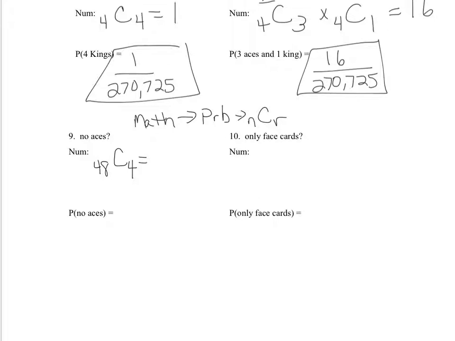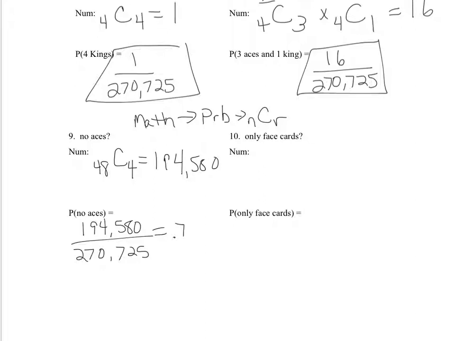So if you put this in your calculator, you get 194,580, which means if I want the probability of no aces, that's 194,580 over that denominator they gave us, 270,725. This is a pretty strong likelihood because if I compute this out as a decimal, that's 0.7187. So you have about a 72% chance you wouldn't get an ace when you're dealt a hand.